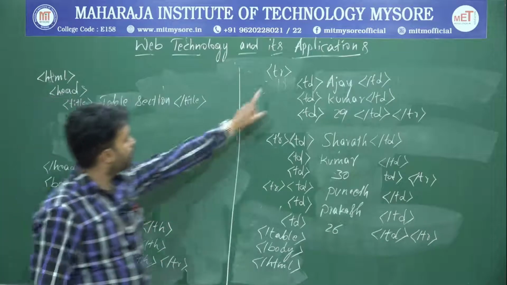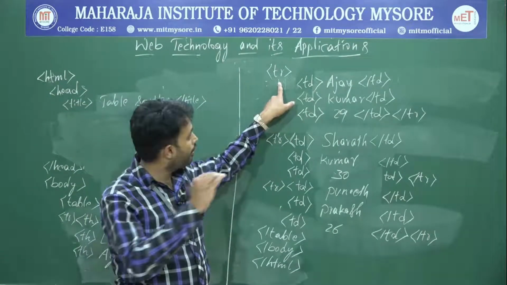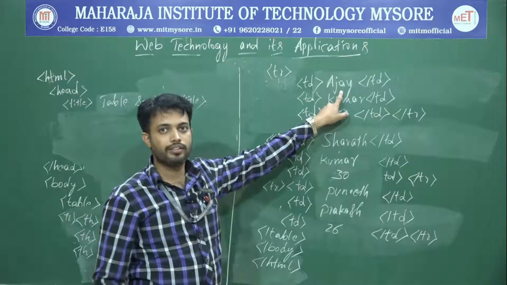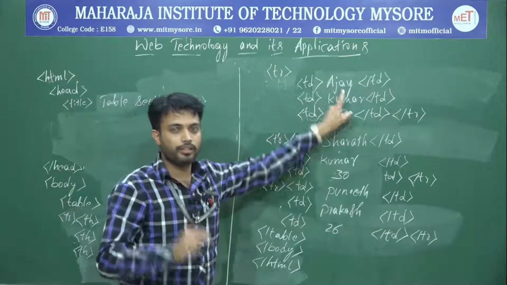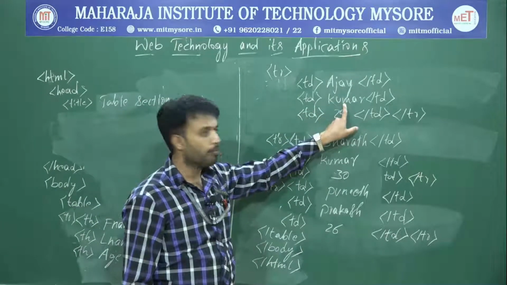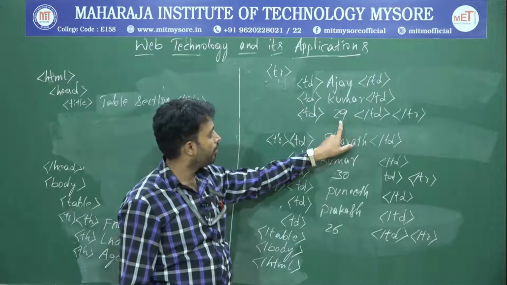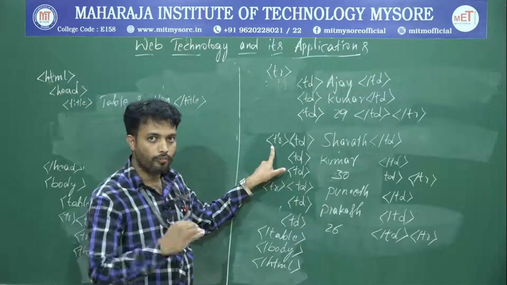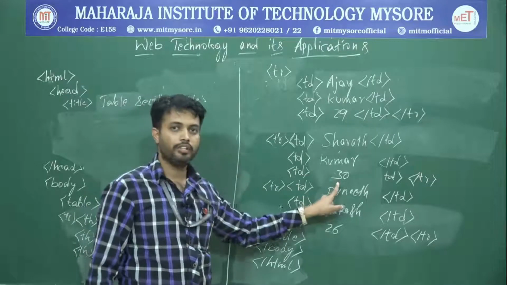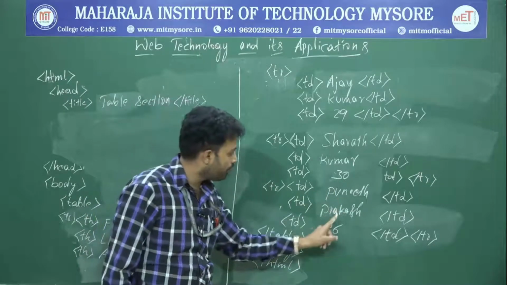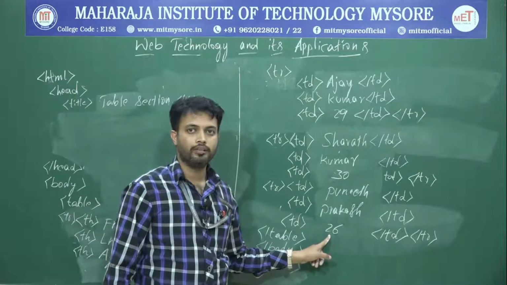So under that again I am creating one more row. Under name, first name, so here Ajay. In this table, the second row: first element is Ajay, first name, Kumar, last name, and age is 29. In the next row, Sharad Kumar, age is 30, and in the next row, Puneet Prakash, and the age is 26.